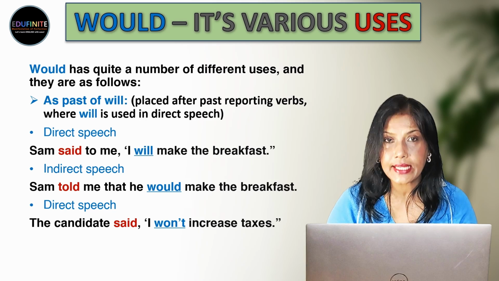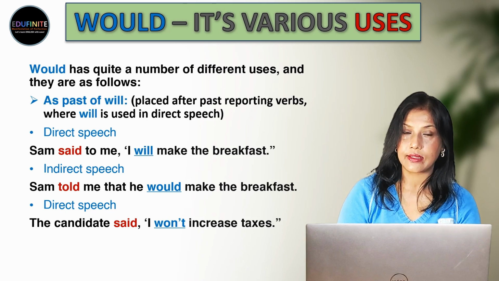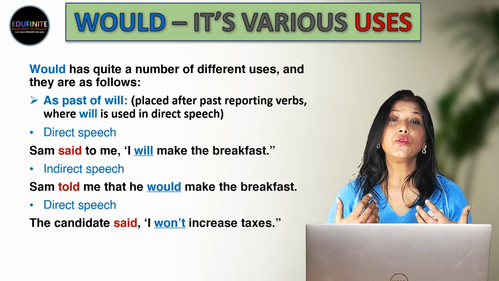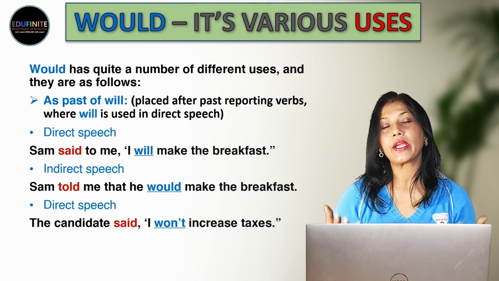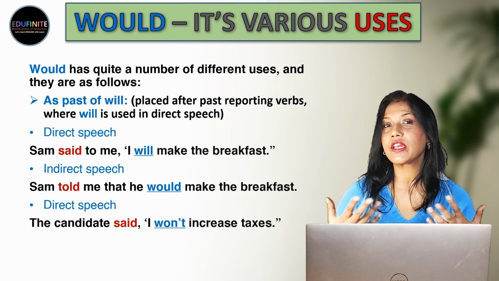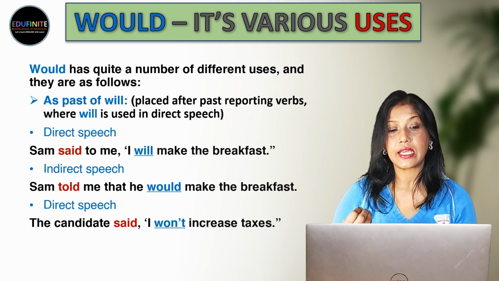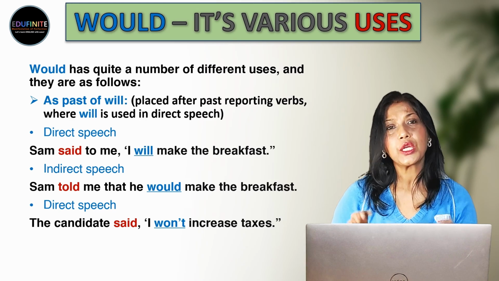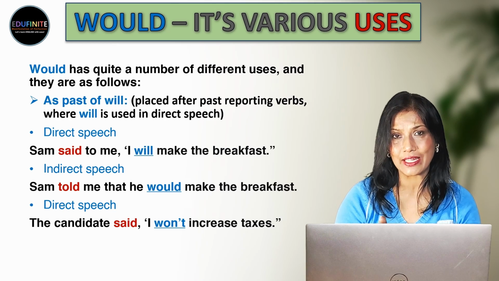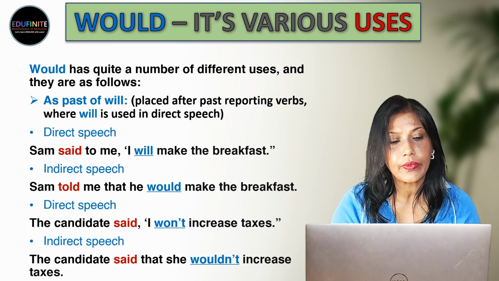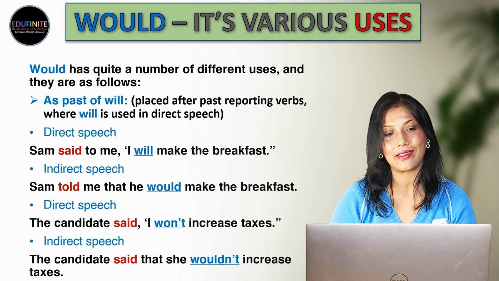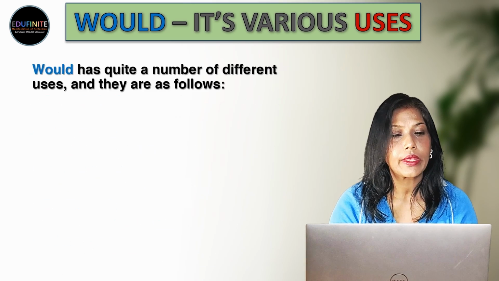Next, the candidate said, "I won't increase taxes." That means the candidate said, "I will not increase taxes." Yes, she is trying to woo the voters towards her side, and she's trying to give them this incentive that if she is elected, she will not increase the taxes. Now, if we convert this into indirect speech, it will be: the candidate said that she would not increase taxes.